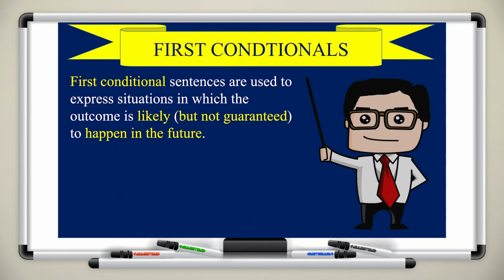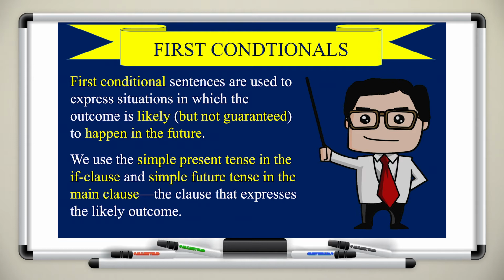Let's take a look now at the first conditional. So for the zero conditional, you need to have a present simple sentence, and the main clause needs to also be a present simple sentence. The first conditional is different because the first conditional sentences are used to express situations in which the outcome is likely but not guaranteed to happen in the future, okay? For the if clause, we use the present simple tense. And then in the main clause, we need to use the simple future, which is using will, okay? So the main clause usually shows the outcome. It shows the result, okay?